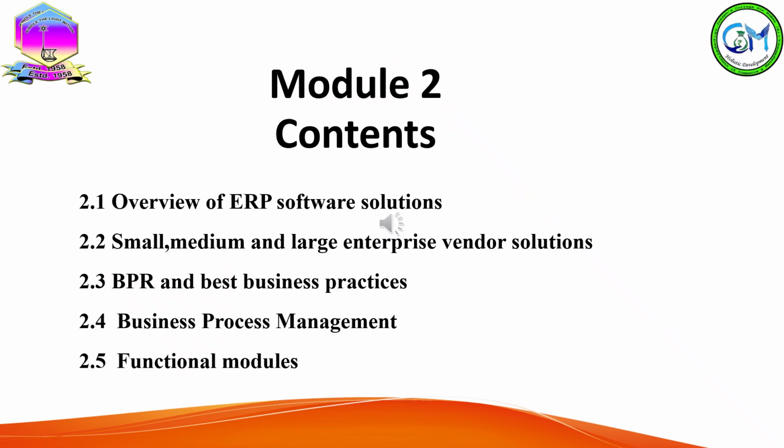The contents of Module 2 are 5 parts. 2.1 is Overview of ERP Software Solutions. 2.2 is Small, Medium and Large Enterprise Vendor Solutions. 2.3 is BPR and Best Business Practices. BPR is nothing but Business Process Reengineering. 2.4 is Business Process Management. 2.5, the last one, is Functional Modules of ERP Solutions.